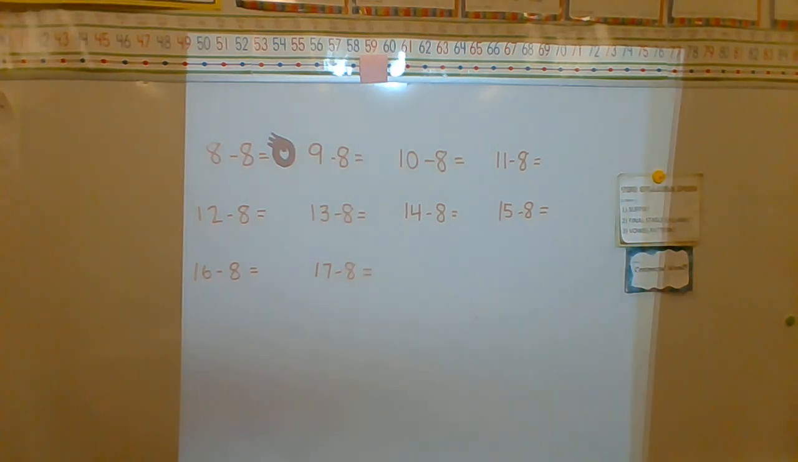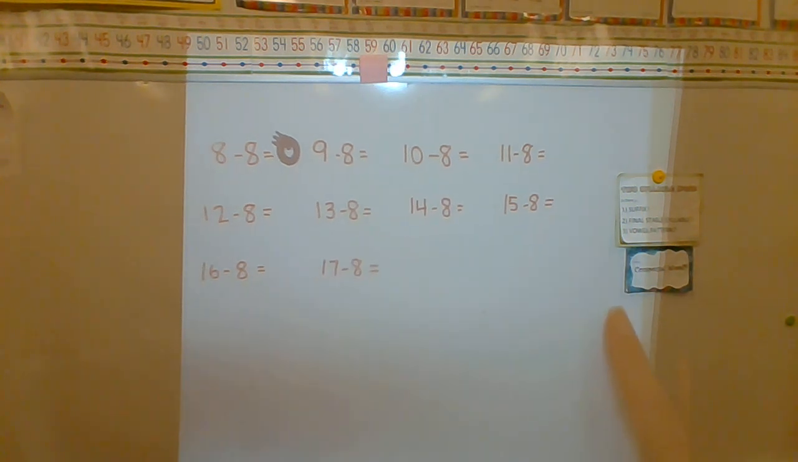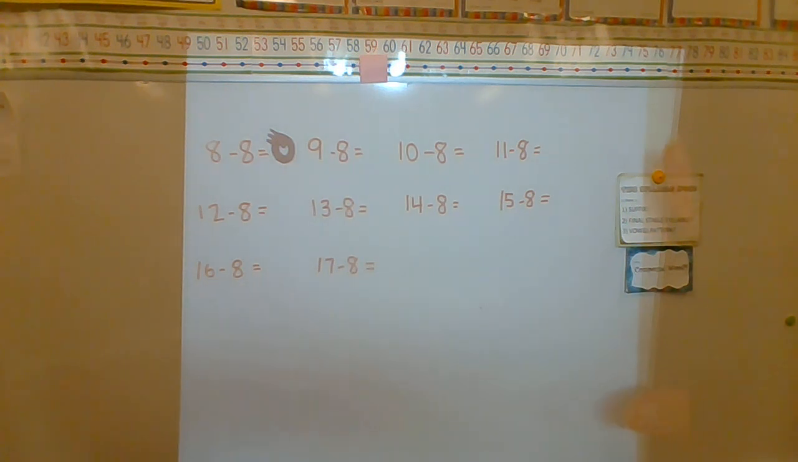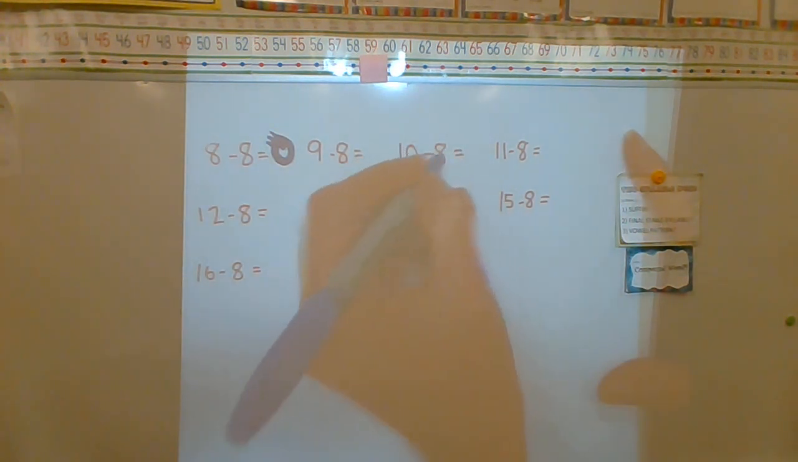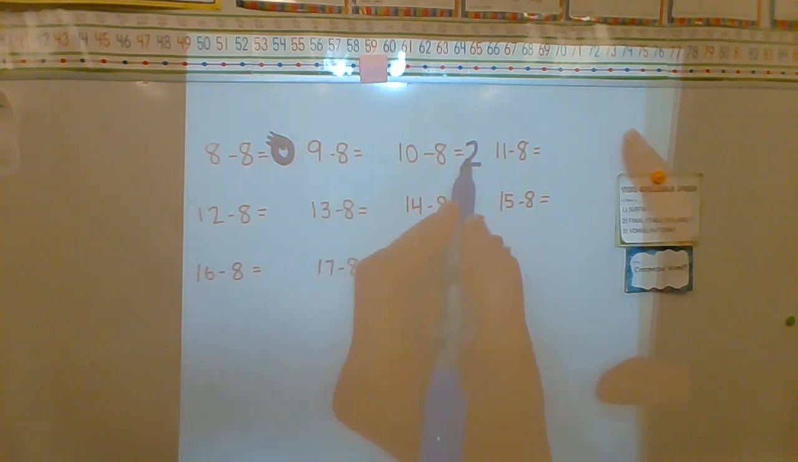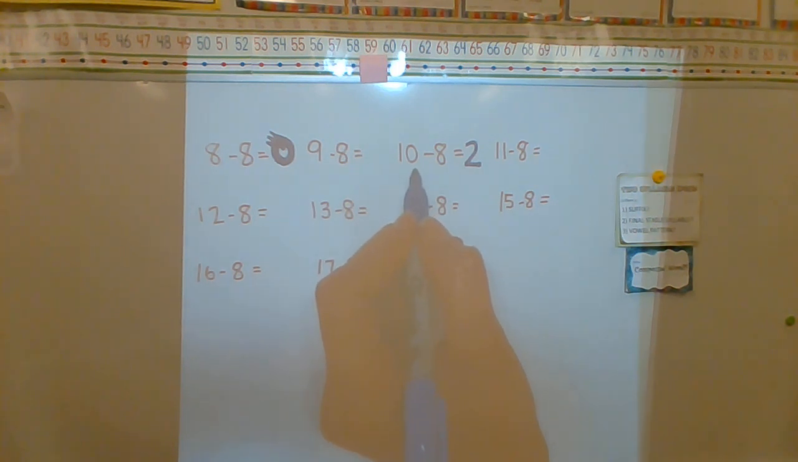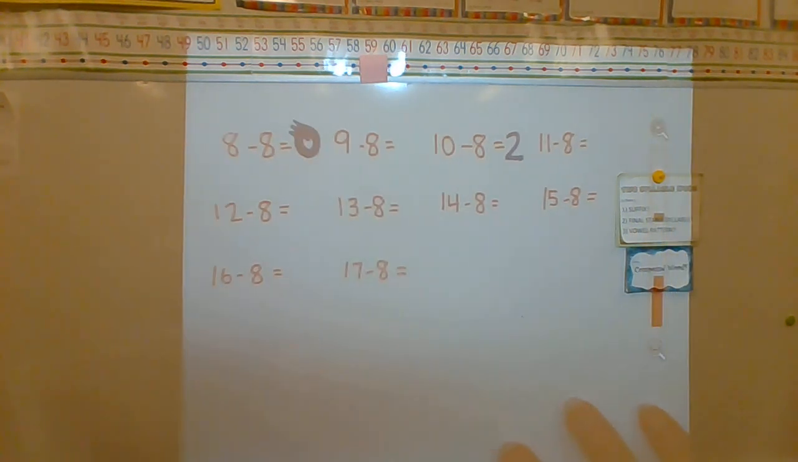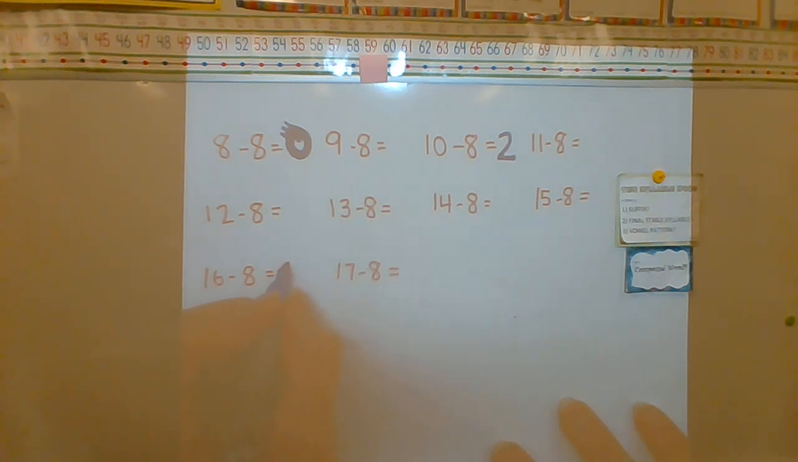Okay, anyway, which of these problems has a difference of 2? What's different about them? Which one has a difference of 2? That's right. 10 minus 8 is 2. And remember, we can add back across. What is 2 plus 8? 10. So we know we have the right answer. Which of these has a difference of 8? Might make you think of a doubles problem. That's right. 16 minus 8 is 8. And if I add back across, it does remind me of a doubles problem. 8 plus 8 is 16.